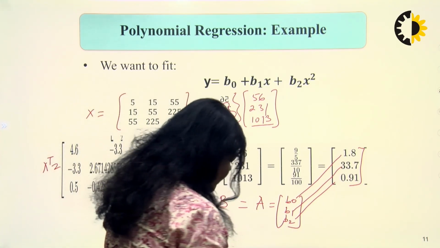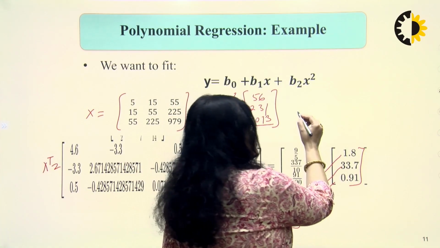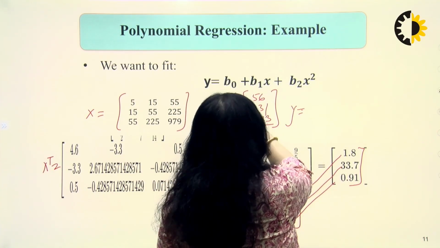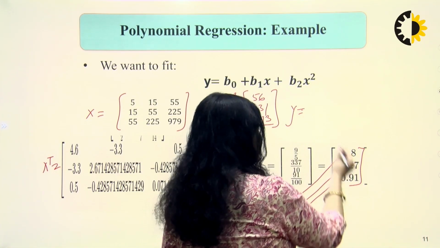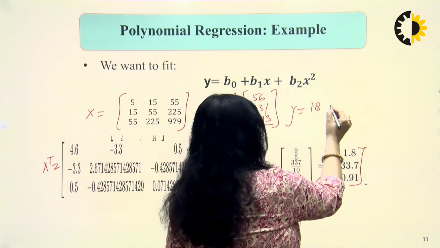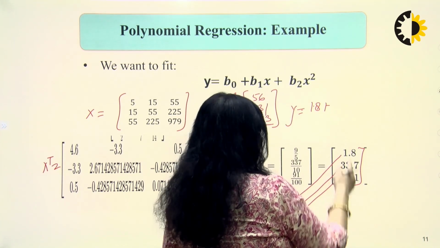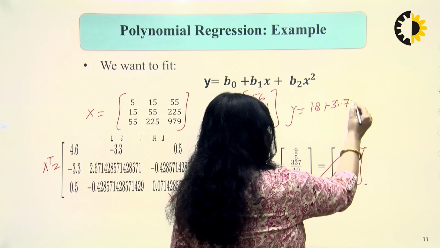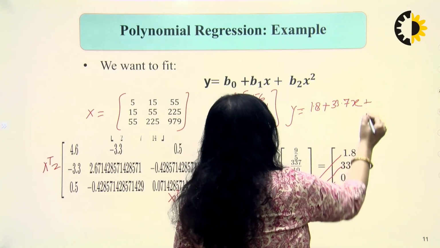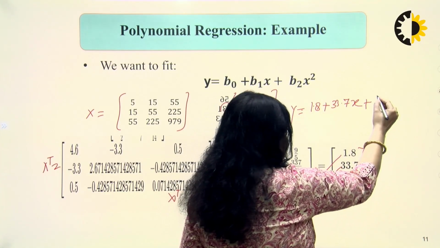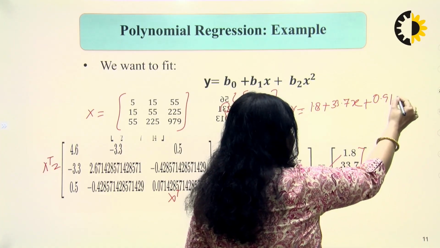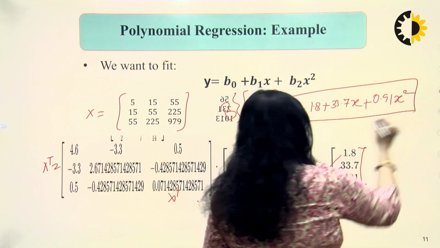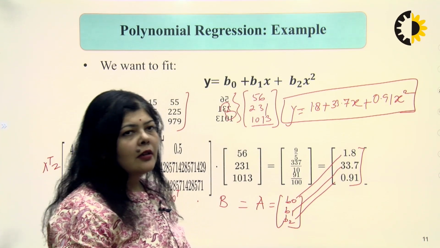And now we can formulate the regression equation like this. Y is equal to B naught, so the B naught value is 1.8, plus B1x, so B1 is 33.7x, then B2 x square, so 0.91 x square. And this is my final polynomial regression equation.